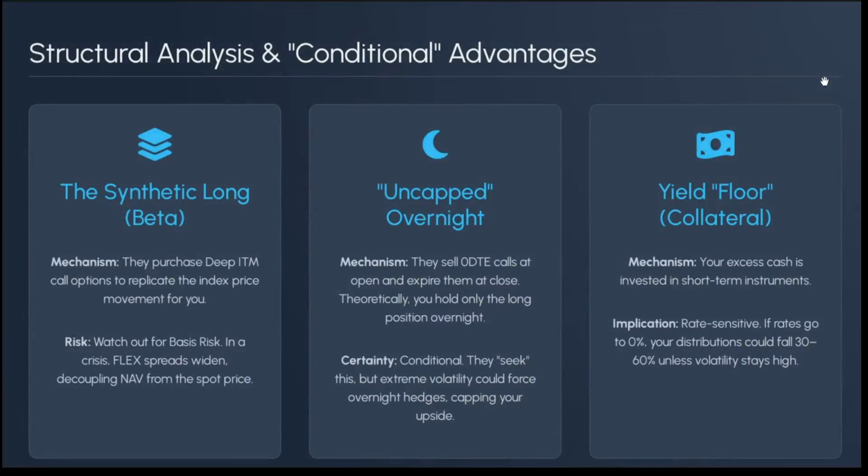Right? Structural analysis and conditional advantages. I'm going to break it down into three parts. The first is the synthetic long, the beta. The mechanism behind this is that they purchase deep in-the-money call options to replicate the index price movement for you. The risk is that you have to watch out for basis risk. In a crisis, FLEX spreads widen, decoupling NAV from the spot price, right?